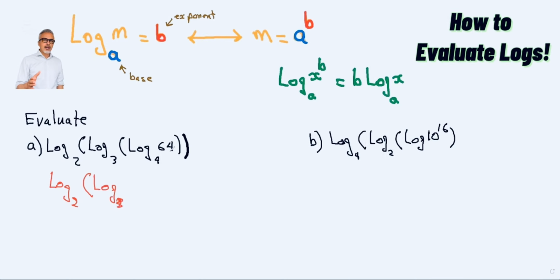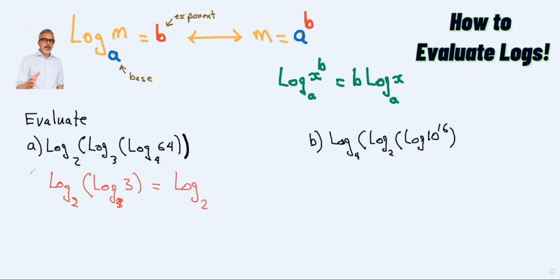So log base 4, 64, again, it's asking me 4 to the power of what equals 64, and we know that's 3. So there we go. Equals, now we want to solve this. What's log base 3, 3? It's basically asking me 3 to the power of what equals 3. That's obvious, at least to me. So 3 to the power of what equals 3 is to the 1, basically.